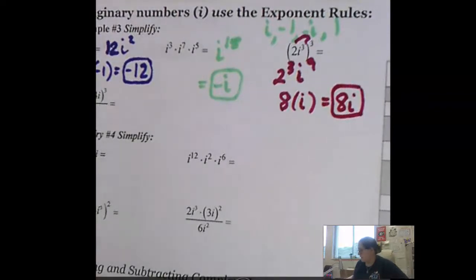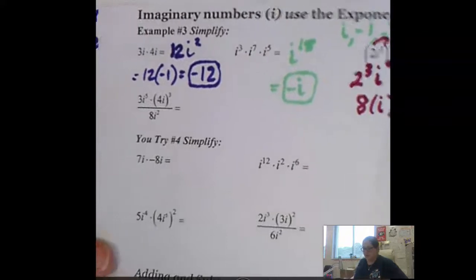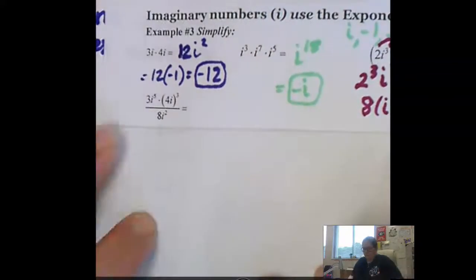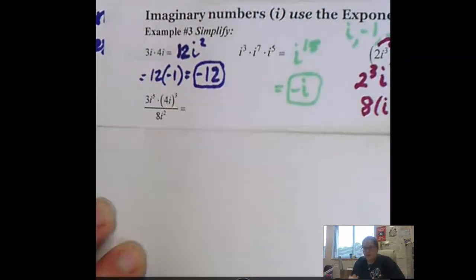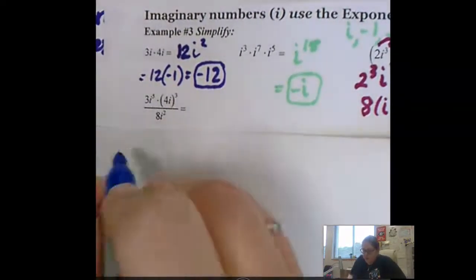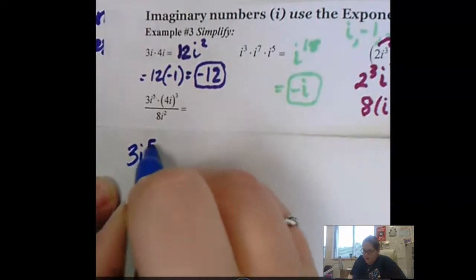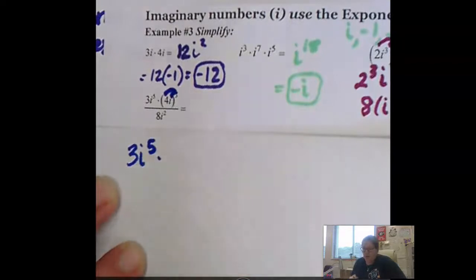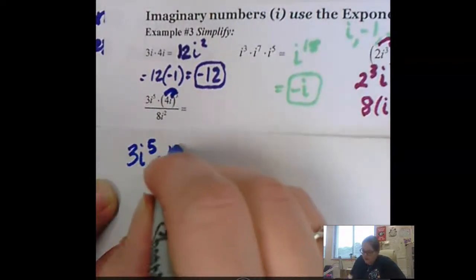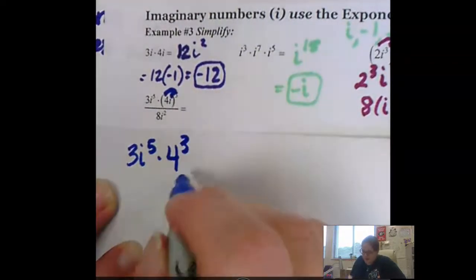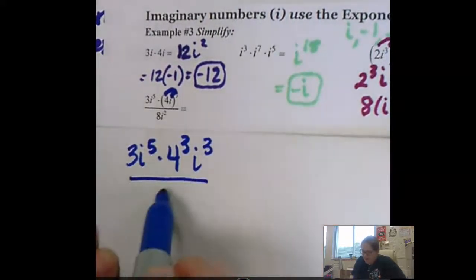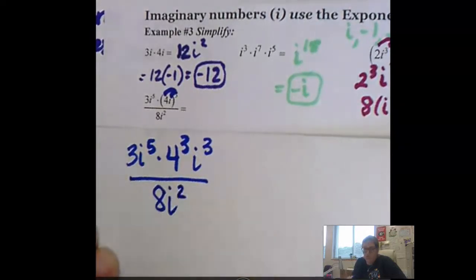All right. So now the last example we're going to look at here, this has more parts to it. Okay, so I'm actually going to write this on a separate paper. All right, so we have 3i to the 5th times 4i to the 3rd. And notice that 4 and the i are both being raised to the third power. So times 4 to the 3rd, and then i to the 3rd. And then in my denominator, I have 8i squared.